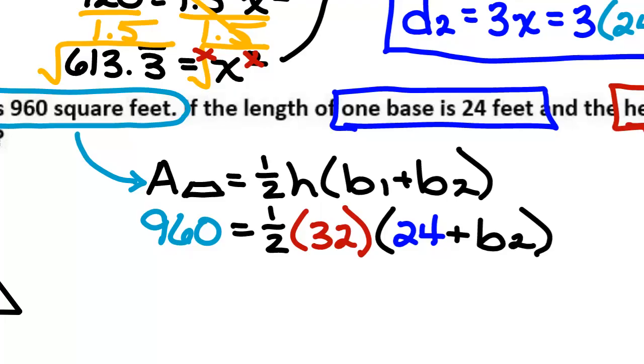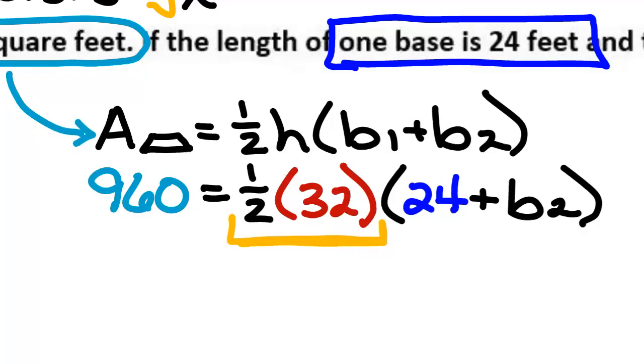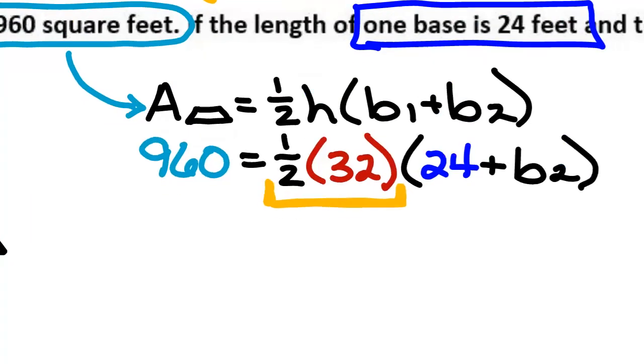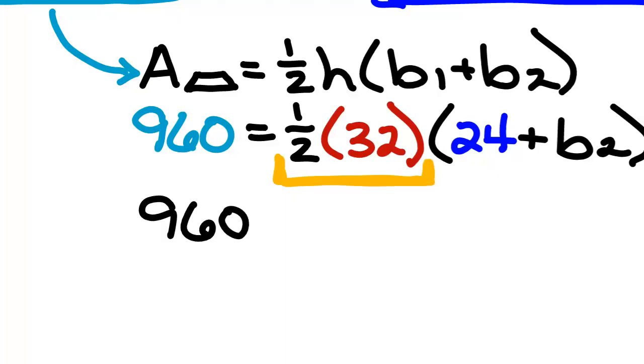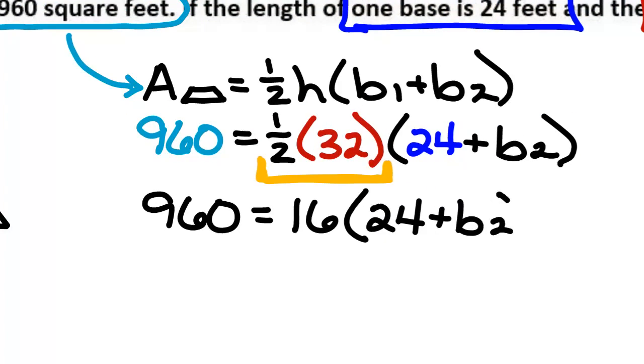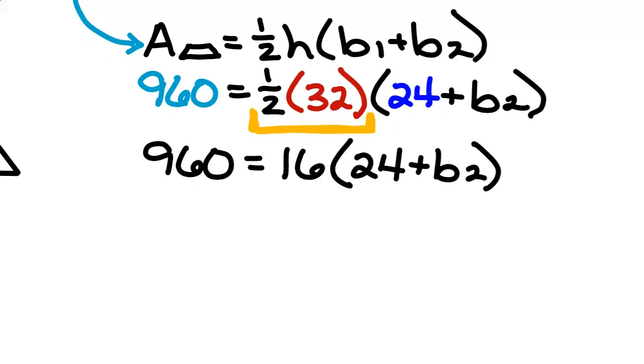All right. These two numbers, there's no pluses or minuses in between them. They are being multiplied. What is half of 32? 16. So I have 960 equals 16 times 24 plus B2. I'd like to get rid of this 16 out in front of the parentheses. What operation is happening between the 16 and the parentheses? Multiplication. And how do we undo multiplication? With division. So we're going to divide both sides by 16.